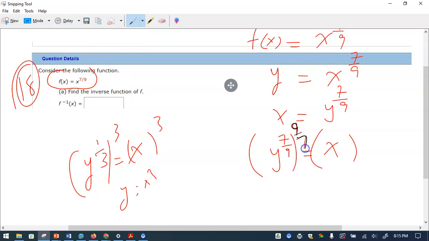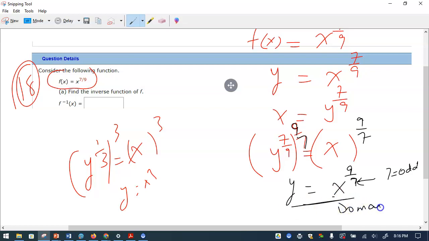So 9 over 7, and here also 9 over 7. So you get y is x^(9/7). And you can see the 7, which is a down number, is odd. So basically what will happen is, for this function, the domain could be anything, but the domain of this is the range of f here.